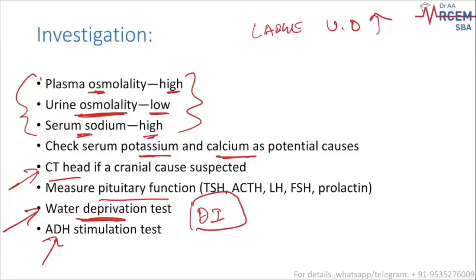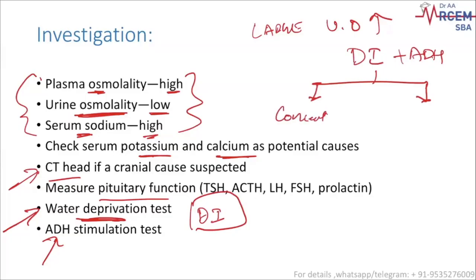How do you differentiate between nephrogenic and cranial? What you do is, in a diabetes insipidus patient, you give an ADH hormone. Then you see what happens. Once you give an ADH hormone, if the urine becomes concentrated, that means something is wrong in the brain. So it is a cranial diabetes insipidus.